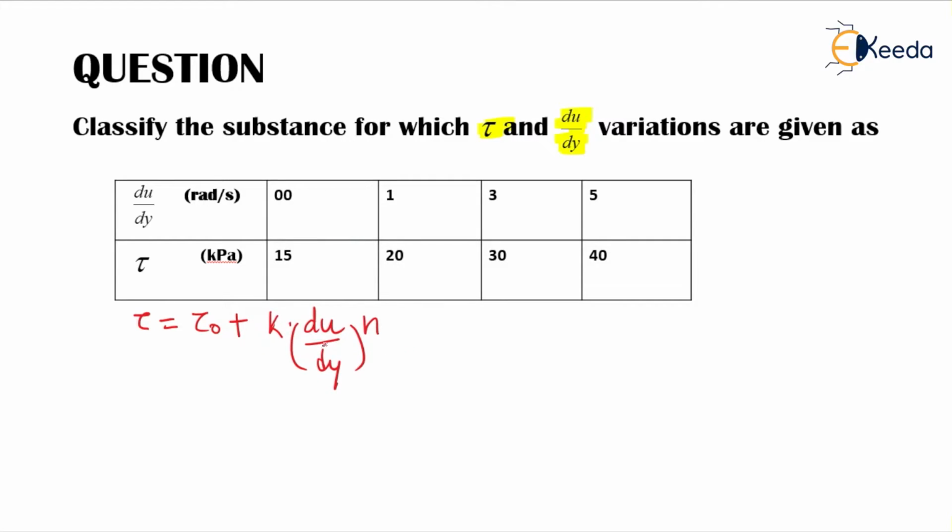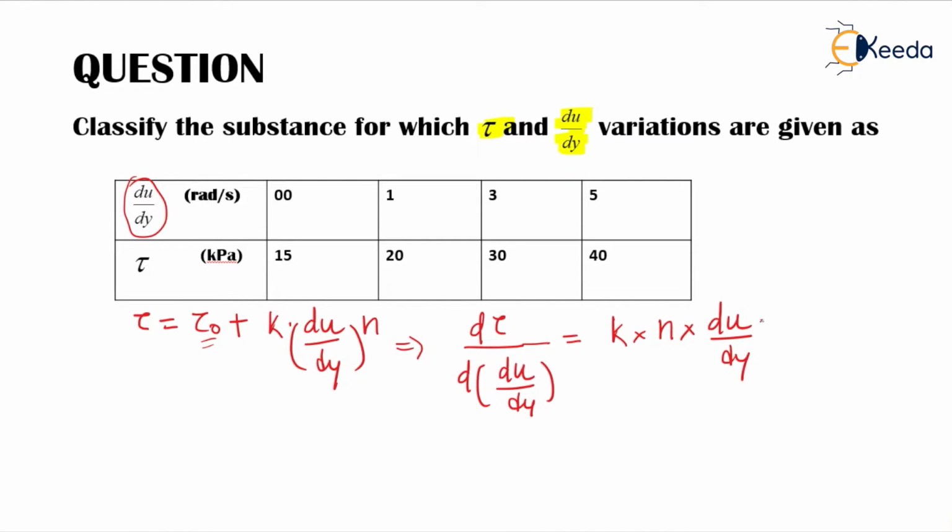So if we differentiate it with respect to the velocity gradient, that is du over dy, because data is given in terms of du over dy, we need to differentiate this equation with respect to du over dy. Then what will we get? We will get d tau over d(du/dy) equals, this differentiation will be 0, and we will be left with k times n times (du/dy)^(n-1). So this is important for us.